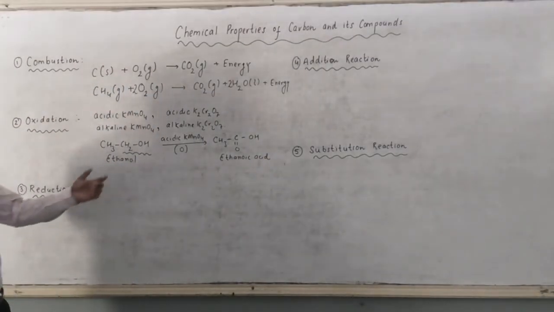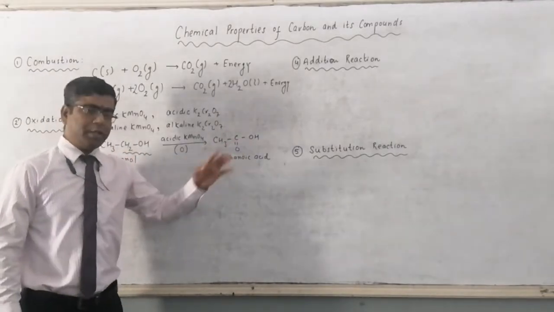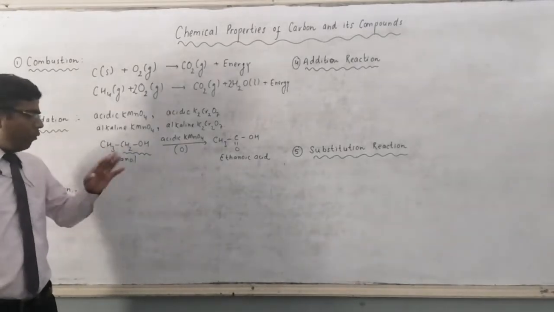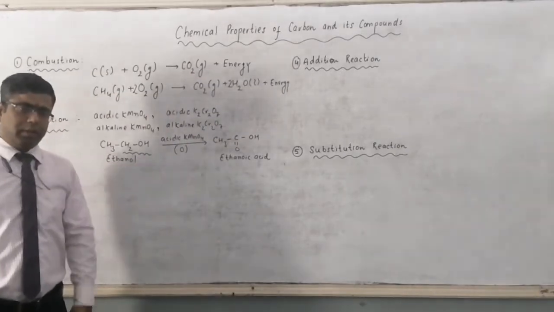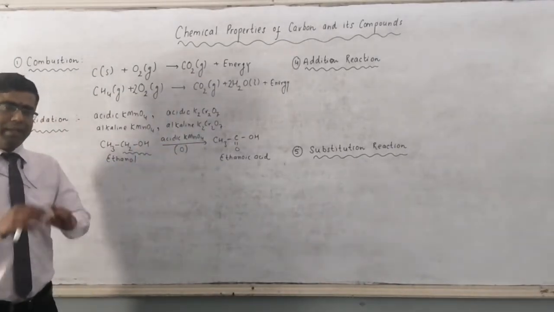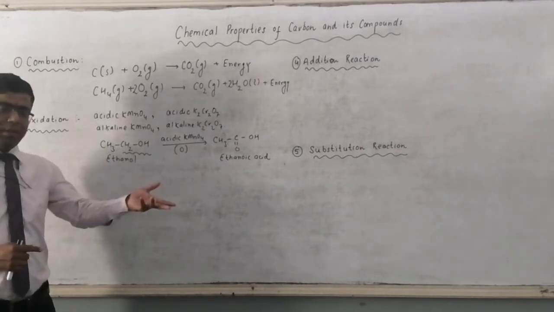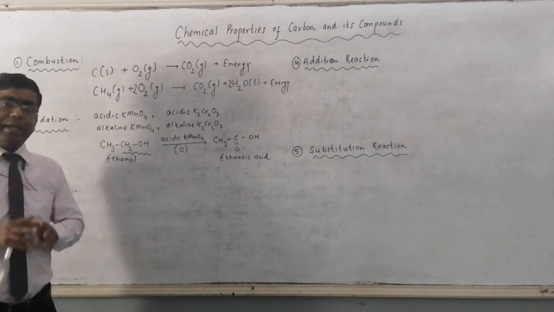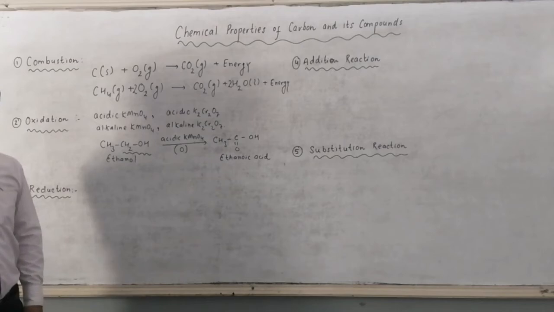Just see the change. CH2OH unit is converted to C double bond O, OH unit. Means what we have done? We have removed hydrogen and we have added oxygen. One O is more in carboxylic acid when it is compared with the alcohol group. It means we have removed hydrogen and we have added oxygen. So this removal of H and addition of O takes place in presence of acidic KMnO4.